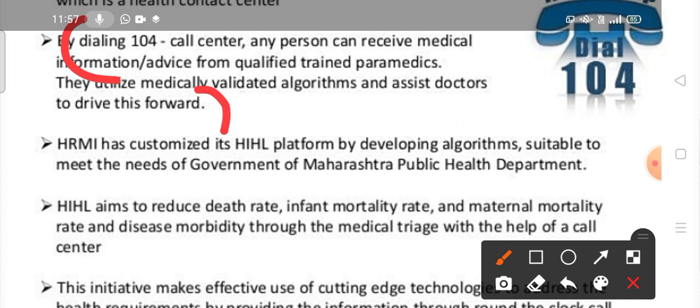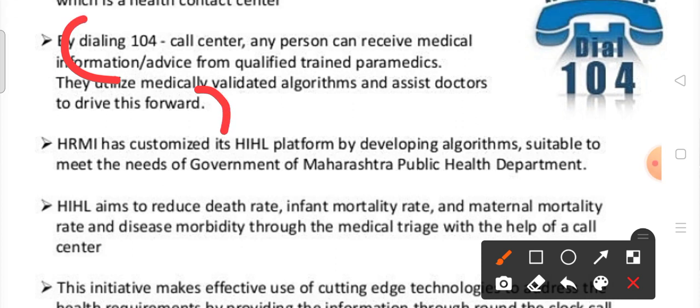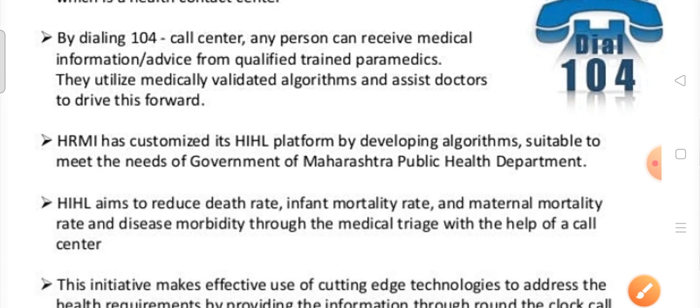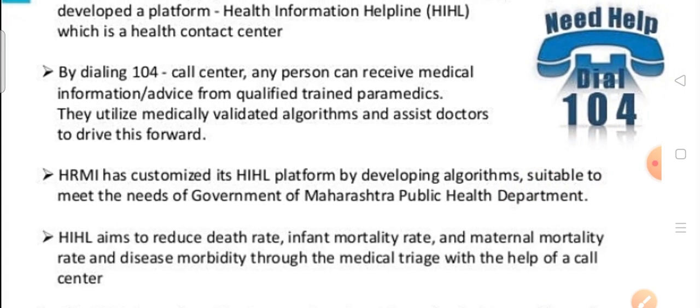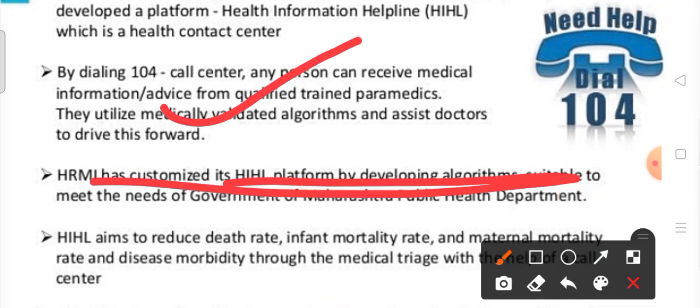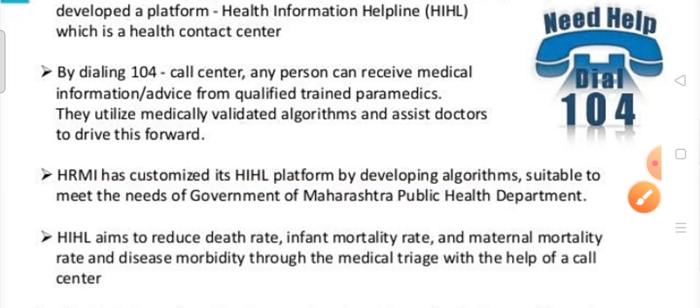Any person can receive medical information advice from qualified trained paramedics, utilizing medically validated algorithms. You can write it. And one more point also you can write here: this helps to reduce the death rate and infant mortality rate. I will tell you these points to write. The main aims are to reduce death rate, infant mortality rate, maternal mortality rate, and disease morbidity through medical triage.